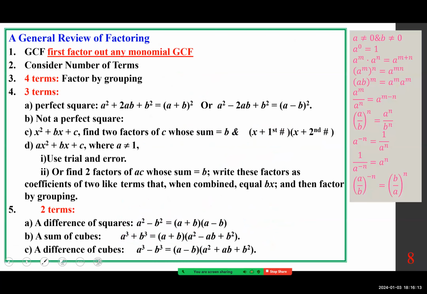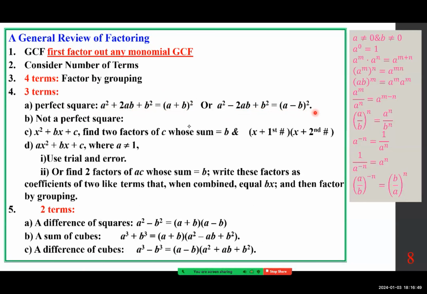So I'm going to remind you of the synopsis of the factoring. Number one, we have a GCF, the greatest common factor. So first factor out any monomials. Then consider the number of terms. If we have 4 terms, we do it by grouping. If we have 3 terms, we may have a perfect square trinomial, such as a squared plus 2ab plus b squared is a plus b squared. You remember it from the previous page. Or a squared minus 2ab plus b squared is a minus b quantity squared. I used x and y in the previous page.